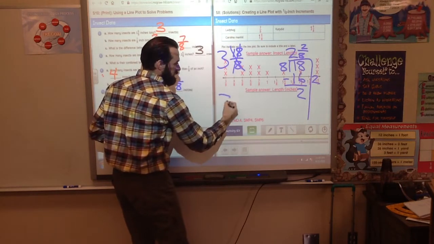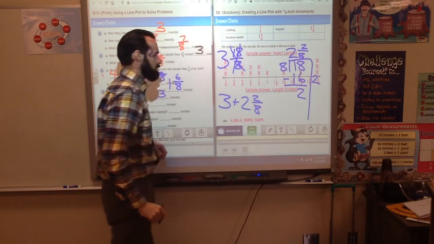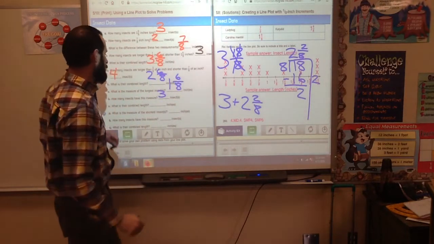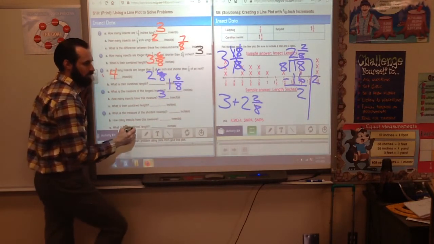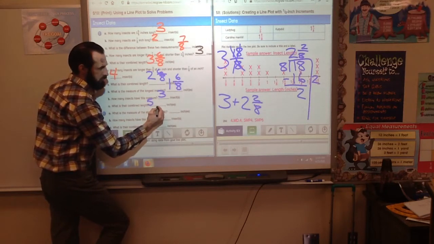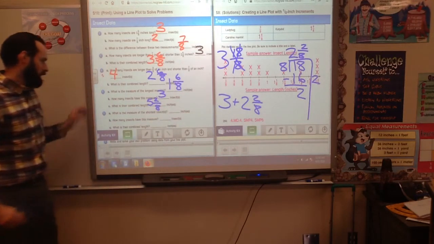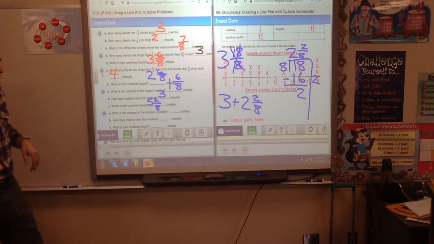So what this problem actually is, 3 plus 2 and 2/8. That's your answer for right here. Which of course 3 plus 2 is 5. And then you'd still have the 2/8.